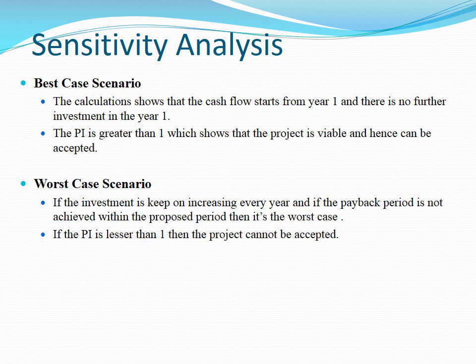Sensitivity analysis involves both best case scenario and worst case scenario. The calculations show that the cash flow starts from year 1 and there is no further investment after year 1. The PI is greater than 1. In our case it is 2.20, which is greater than 1, and hence our model can be accepted. In the worst case scenario, if the PI is less than 1, then the project cannot be accepted, and if the investment keeps increasing every year and the payback period is not achieved within the proposed period, then it's the worst case scenario.